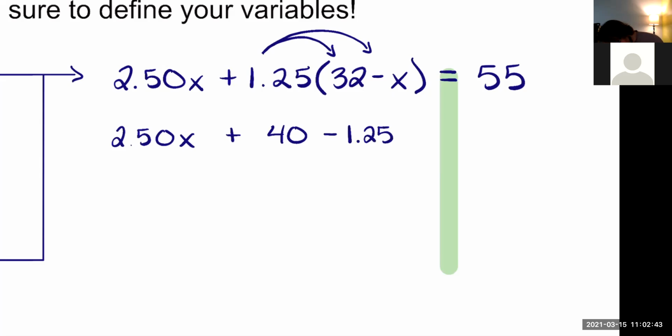Negative 1.25X. Bring down my equals. Bring down my 55. After parentheses, what do I check for next? Like terms. Do I have any? Yes.